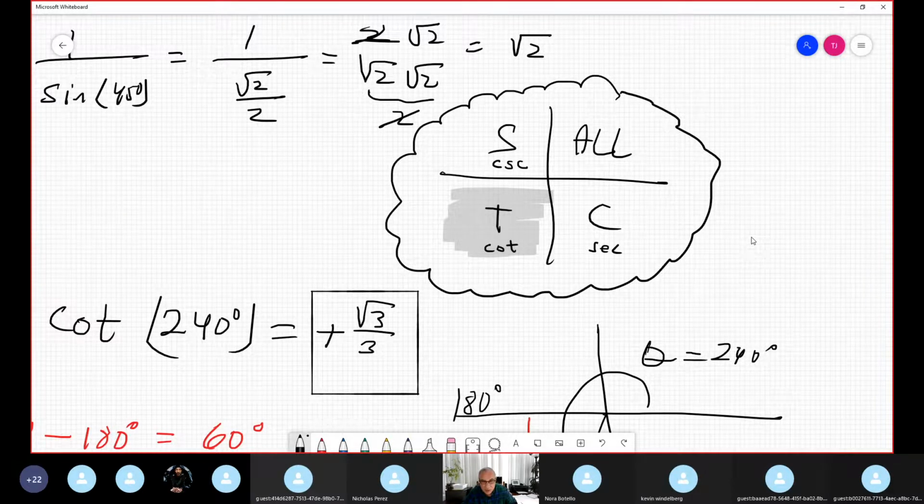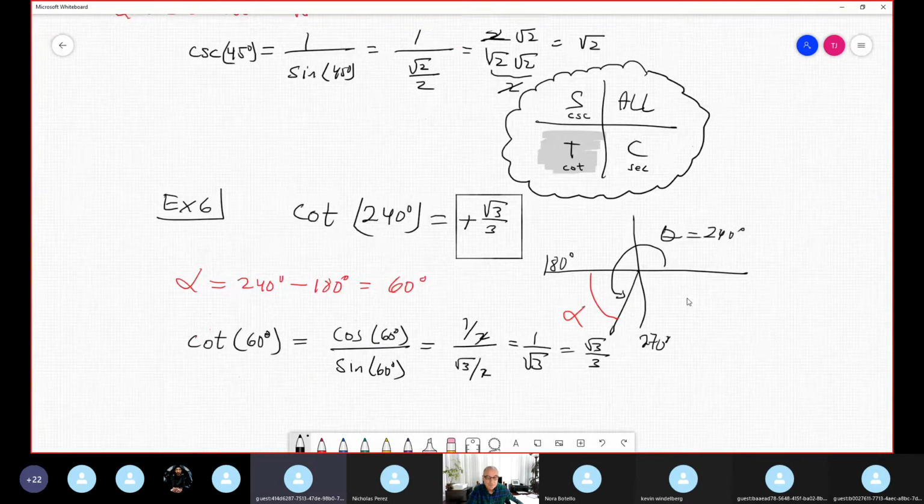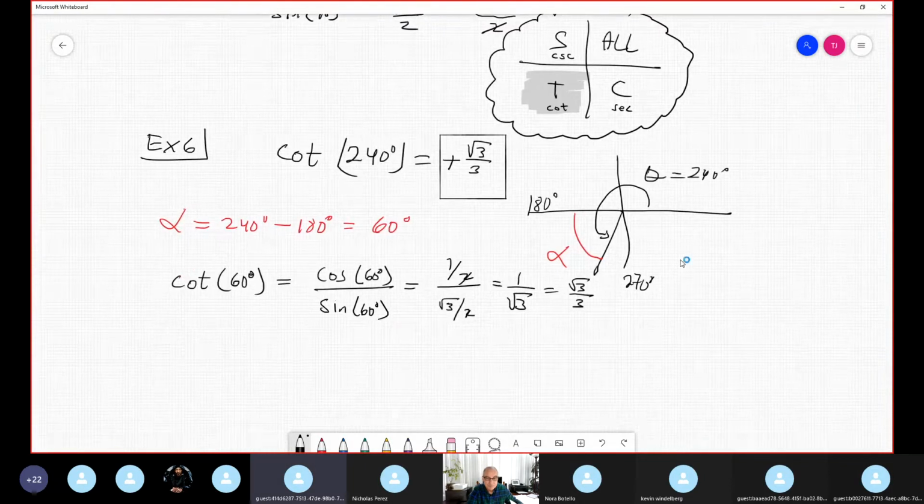But no, the mnemonic device: all students take calculus. So sine and his family gets cosecant. Tangent and his family gets cotangent. And cosine and his family gets secant. Make sense? So, Professor, it doesn't just include them, but their family as well. Yes, it includes his family as well. Okay, super.